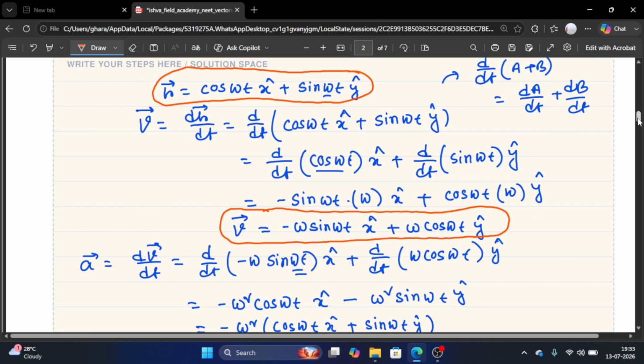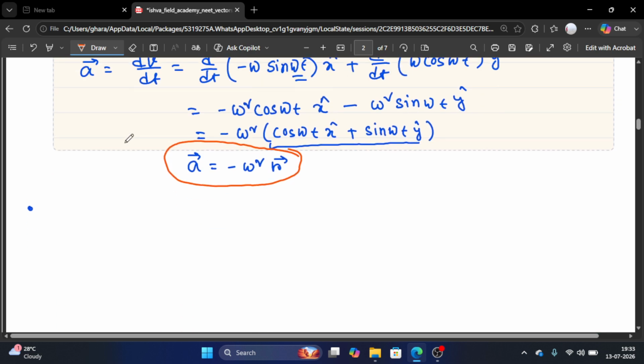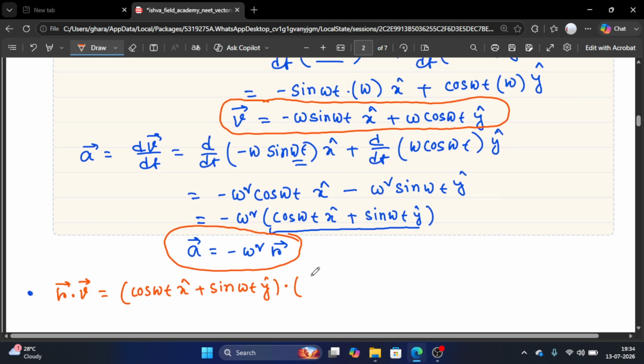So I take the dot product r dot v. Here r is cos omega t x cap plus sin omega t y cap, dot v, where v is minus omega sin omega t x cap plus omega cos omega t y cap.